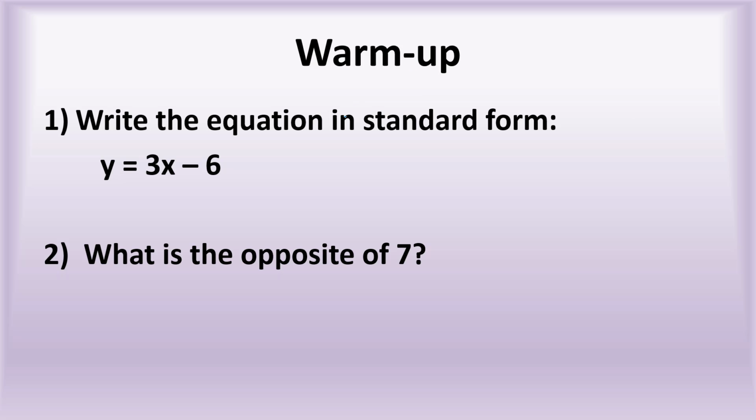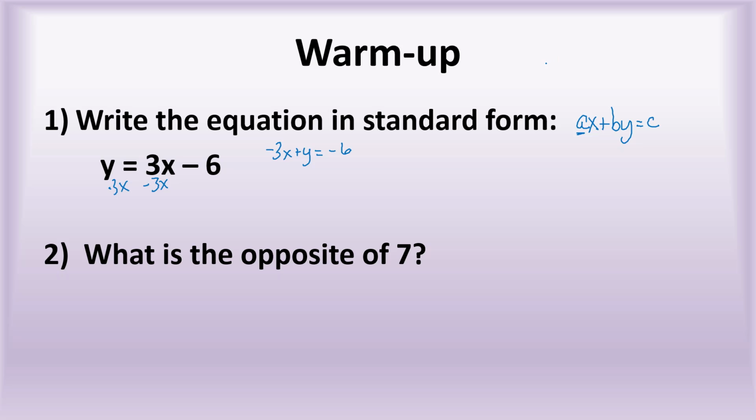All right, if we're writing our equation in standard form, you should remember that we want standard form to be ax plus by equals c, where a is always a positive integer. So in order to get x up into the front, we're going to subtract 3x from both sides. That leaves us with negative 3x plus y equals negative 6.